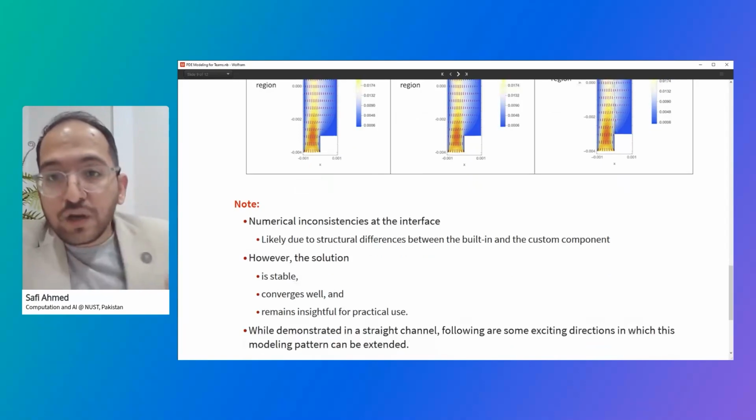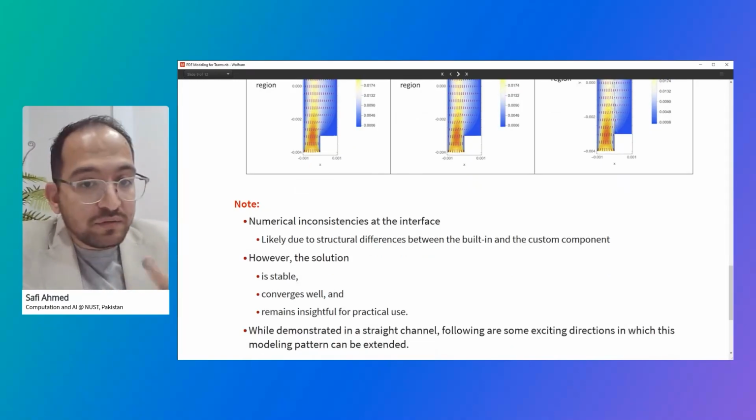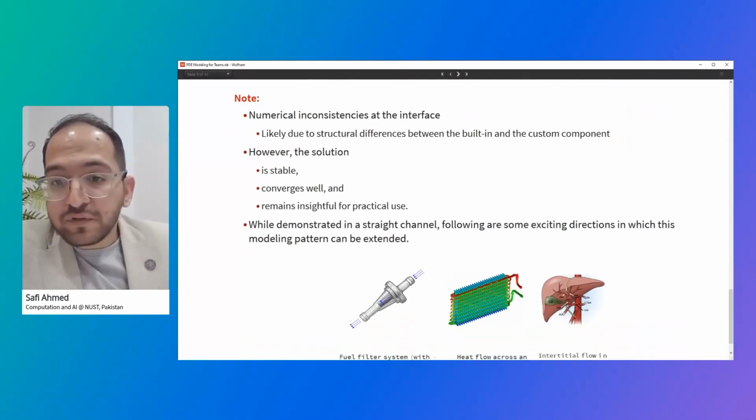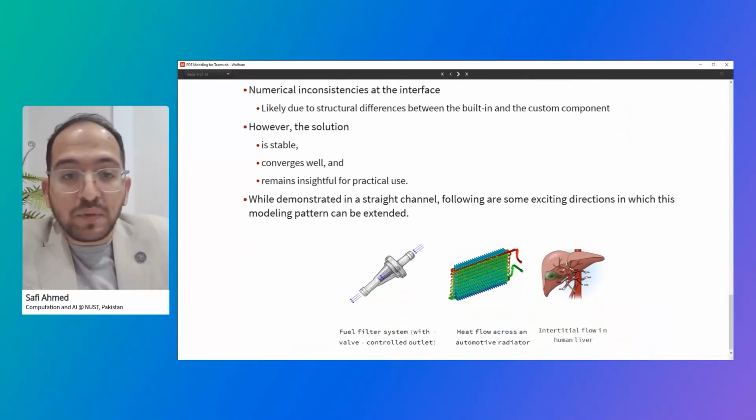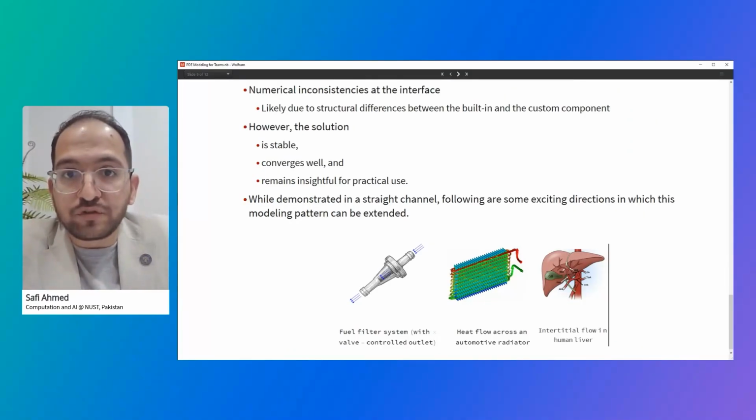And this kind of approach, while I demonstrated it in a straight channel, applies to these examples that we discussed earlier, which remain exciting directions. So if you are working in any of these fields, then you can learn something from this approach.